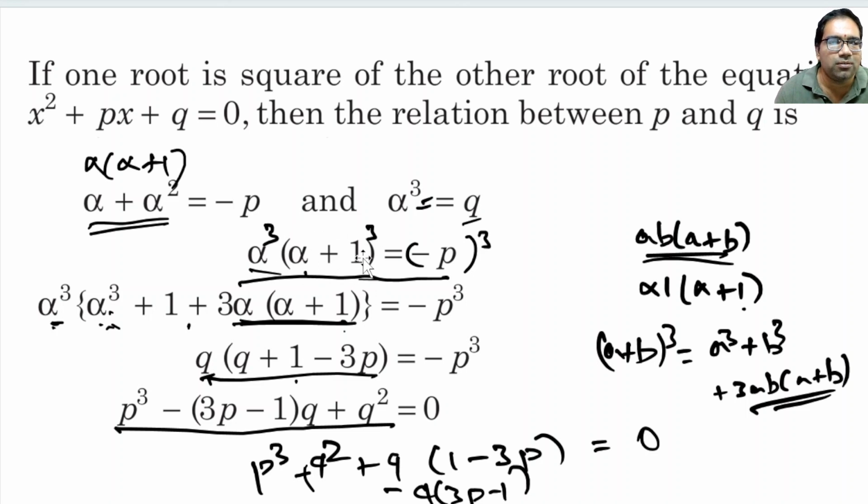Alpha plus 1 whole cube will also have this term alpha plus alpha square, which is nothing but alpha into alpha plus 1. Why? Because a cube plus b cube plus 3ab into a plus b. 3ab into a plus b, we can replace this with minus p again. And alpha cube, anyway, we have as q. That's why we eliminated alpha from this entire equation.